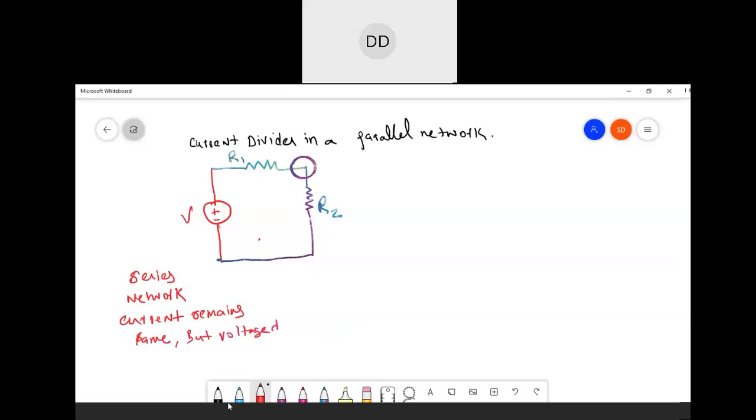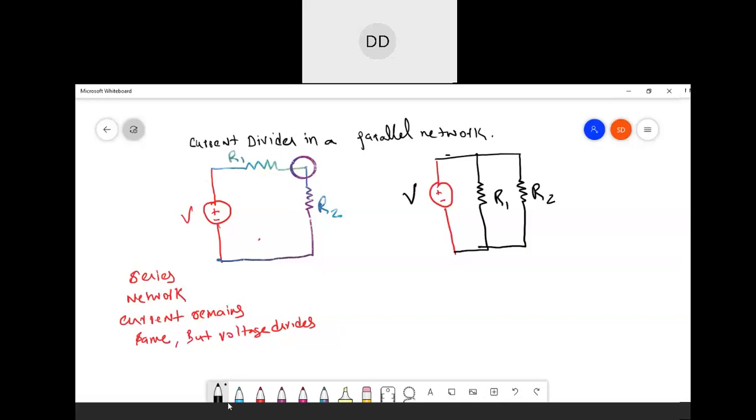Now for current division, let's draw another network. This is my plus, this is my minus, and let's take this point over here. Now I make a resistor in parallel. This is my R1, which is in parallel with another resistor, my R2. So this is my voltage over there, and this is my current, same as that 10 liters of water.